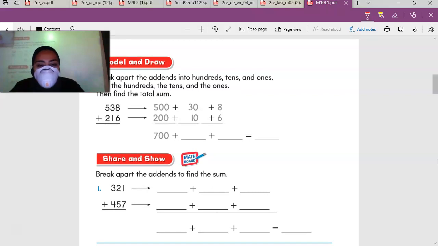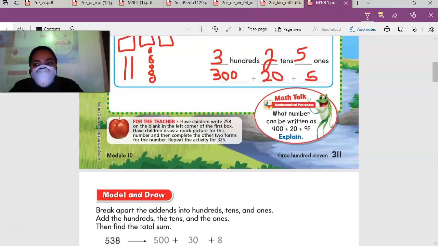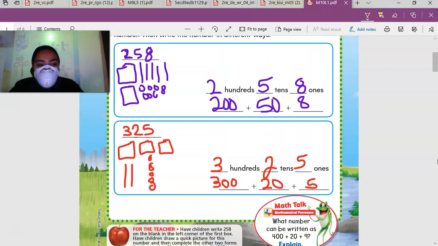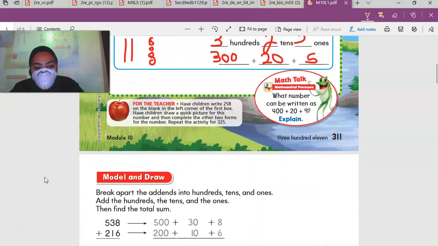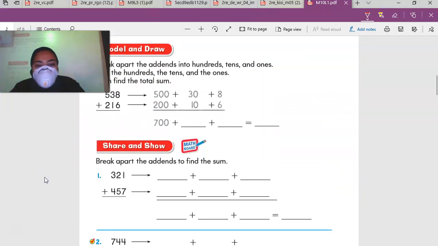Break apart the addends. I'm sorry. Do you guys need more time to write this down? Okay, I'll give you about 2 more minutes. So you can pause the video now if you'd like. All right, so now moving on. Break apart the addends into hundreds, tens, and ones. Add the hundreds, the tens, and the ones, then find the total sum.